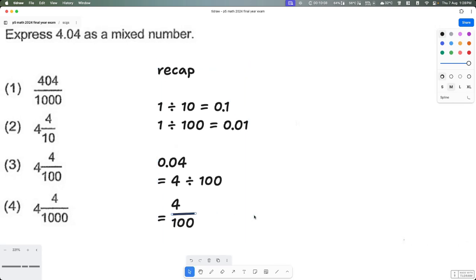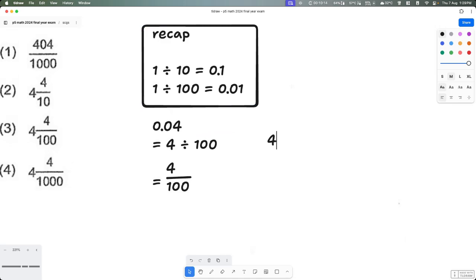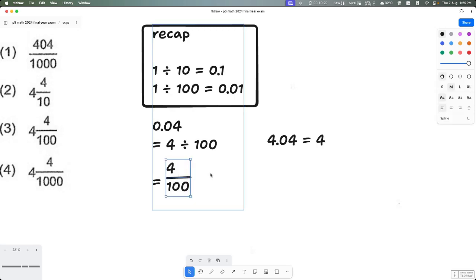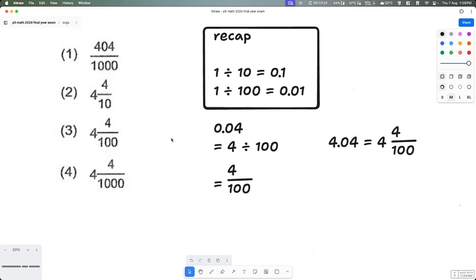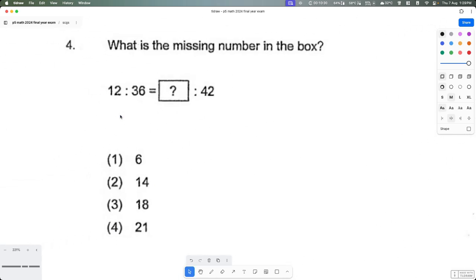So in this case 4.04. So I'll just do this recap. Okay, so 4.04 is equal to 4 whole number, and then we got this 4 out of 100. Okay, in this case here, the answer is option number 3. Okay, let's move on to question number 4.